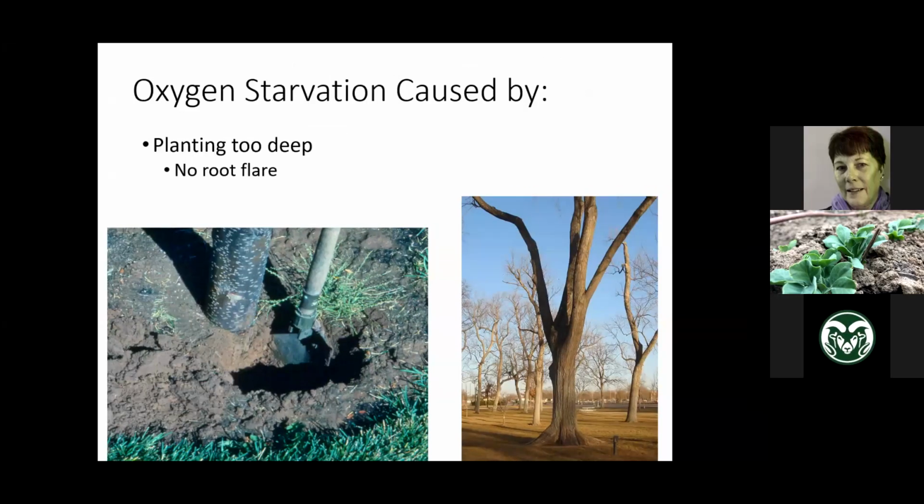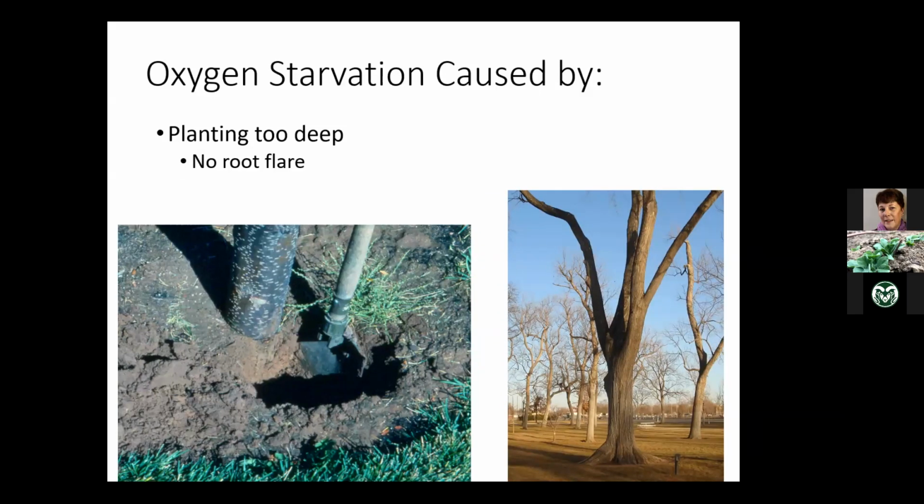I do appreciate it. So, okay, we were talking about oxygen starvation caused by too deep a planting and no root flare. A root flare is actually at the crown and we see it. The picture on the right is an example of planting too high. This is a little too much root flare, and this is none on the left. And so we want to make sure that we have that happy medium and we have that correct root flare.